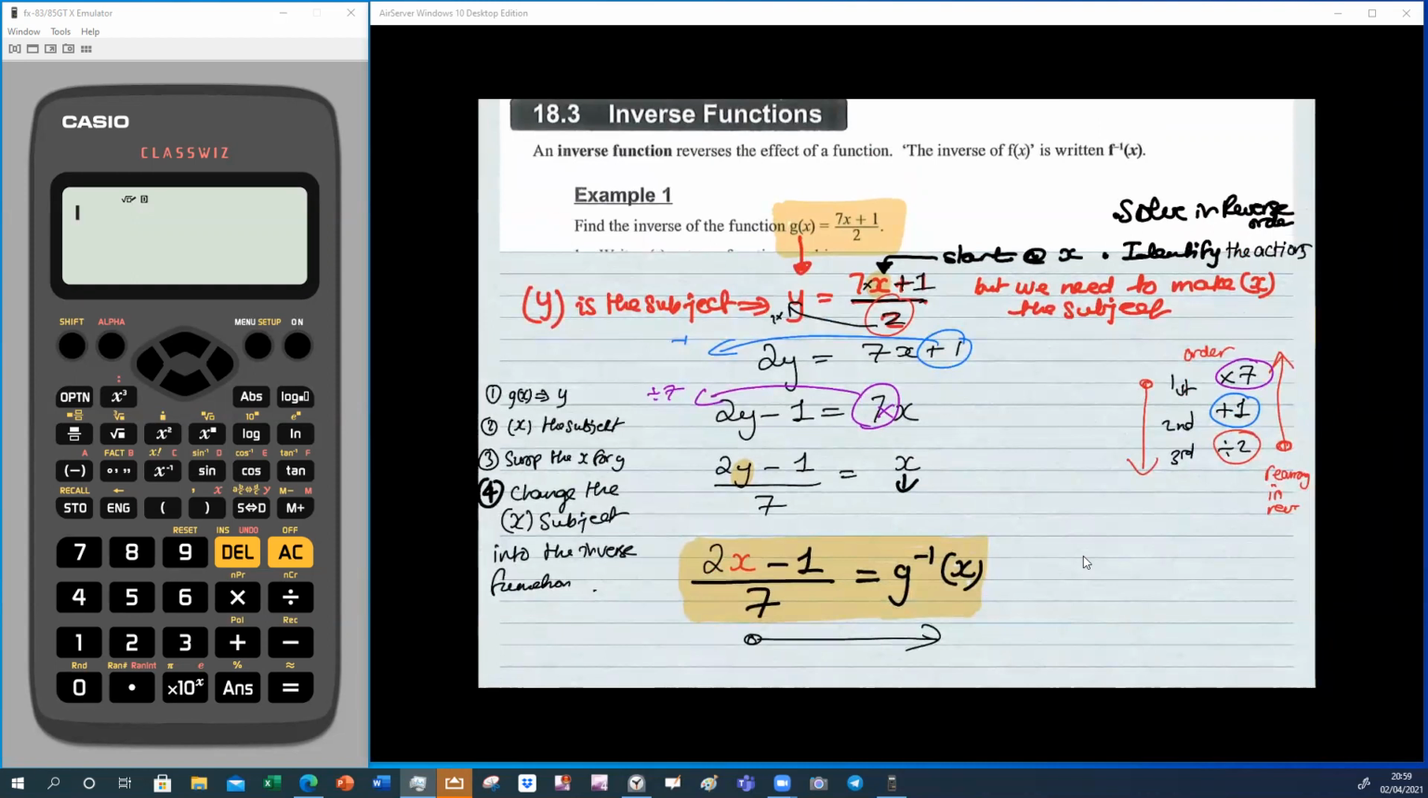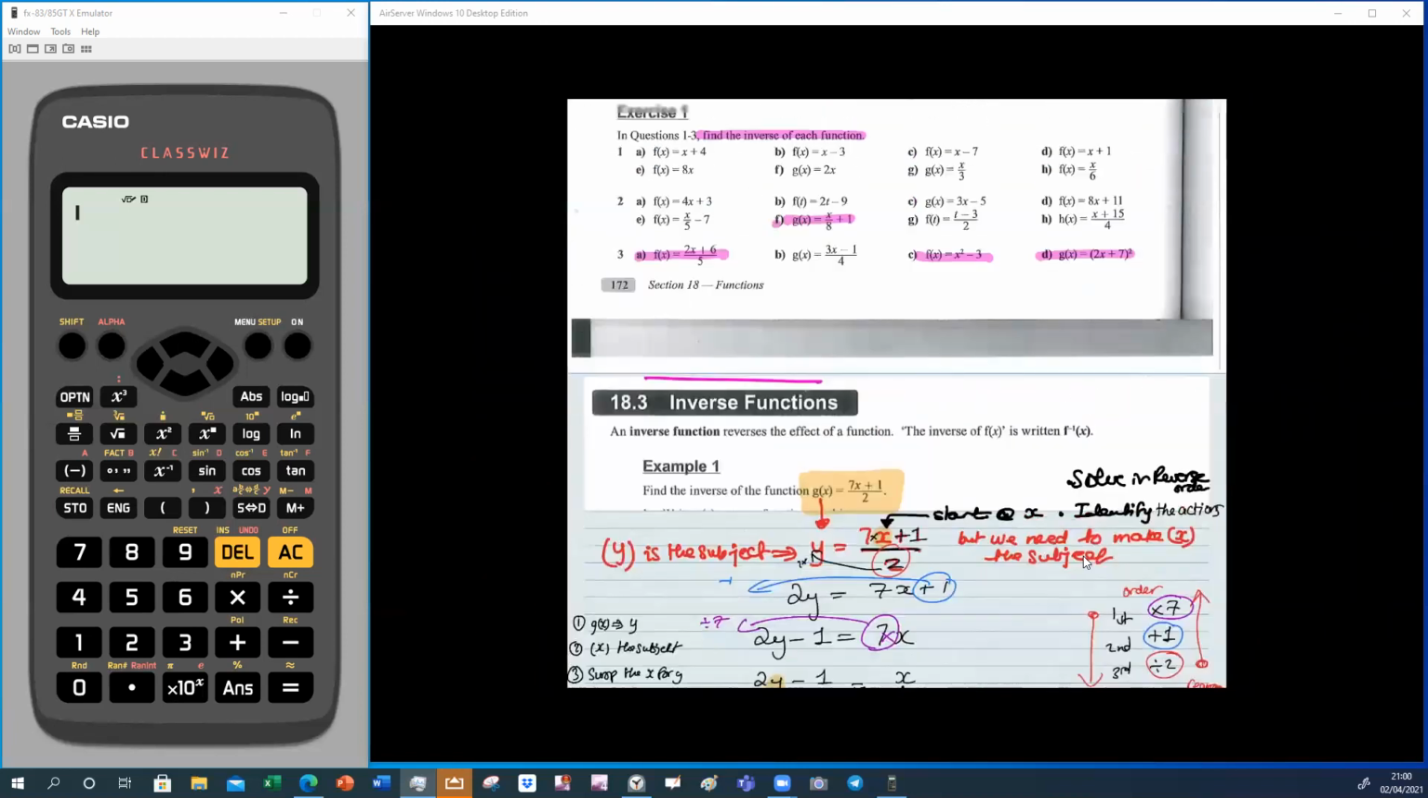So we change the g of x to y. We make x the subject. And then once we've made x the subject, we swap the y for the x. And then we change the x that was the subject into our inverse function. So those are the 4 little mini steps that we need to remember when we are doing these questions. Thank you for that, Ismail. Let's have a go at another example.